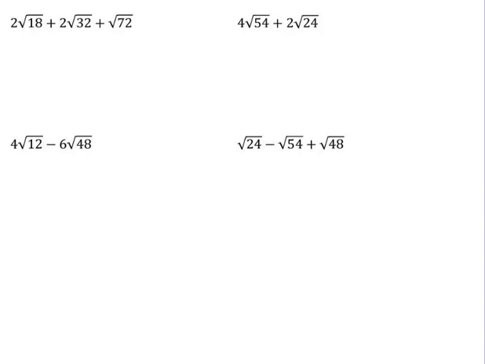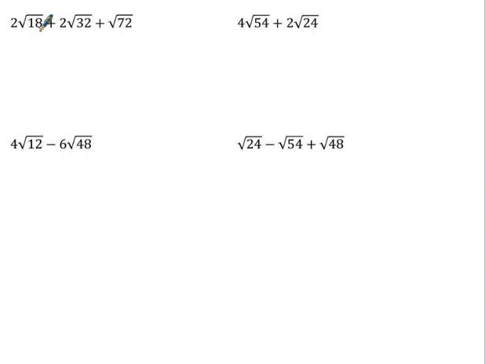Okay, how about the next one? 2 root 18 plus 2 root 32 plus root 72. Do we have any like terms there? Not right now, we don't. But in the last section, what did we learn how to do? Simplify your roots and then see if they have like terms after that. It's not that hard, actually. Is there a perfect square that goes into 18?